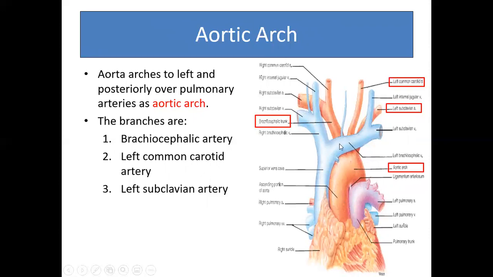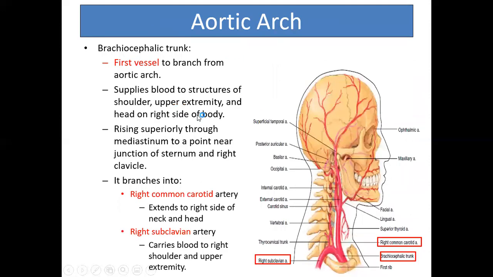There are three branches that arise from the aortic arch. We have the brachiocephalic artery, the first branch, followed by the left common carotid artery, and the third branch, the left subclavian artery. These are the three branches that arise from the aortic arch, that you have to remember. Now we're going to discuss each branch one by one.